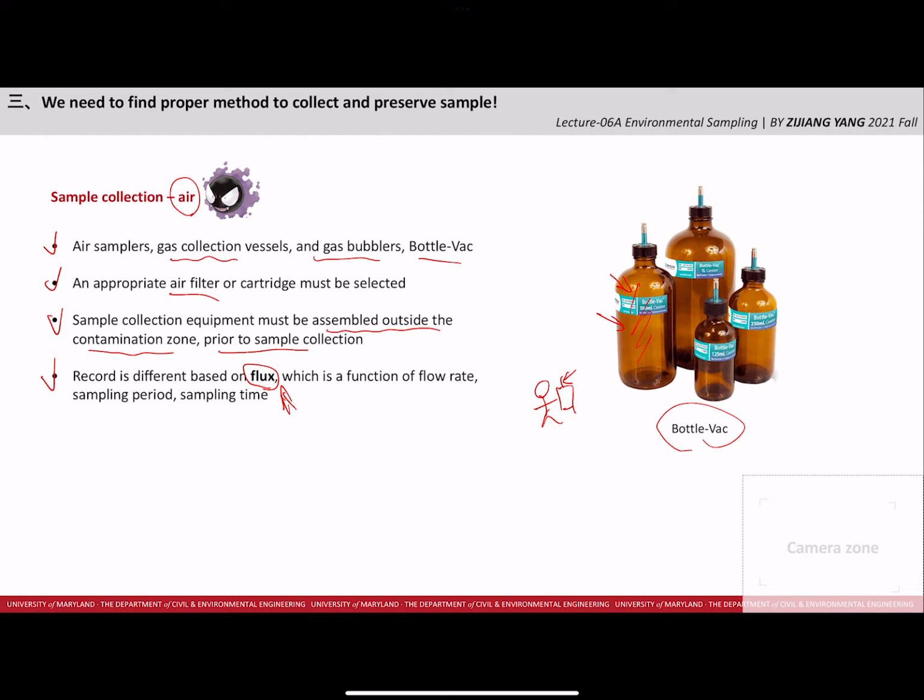For the air sampler, sometimes we need to take notes about its flux. Flux is a function of the flow rate, sampling period, and sampling time. For example, because we are going to get the total mass of the air, the flux is a function of time. So we need to take care of how much time we expose this sampler to the environment.